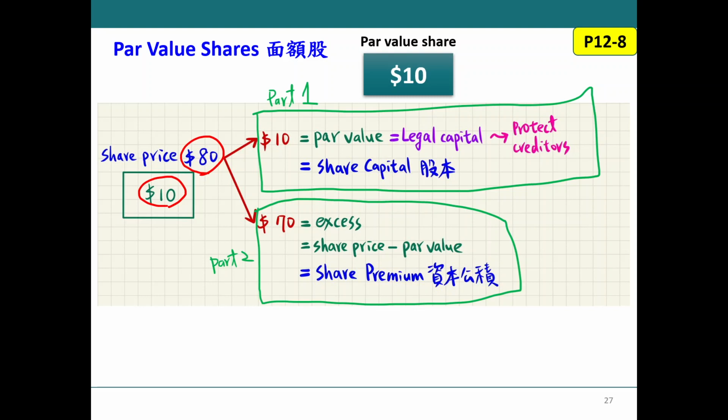Share capital (股本), right now you should understand, is only for your par value. It is your legal capital, 法定资本. Others, we use another account, share premium, 资本公积.